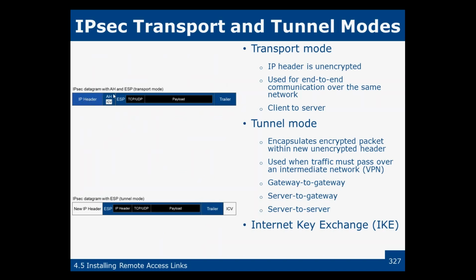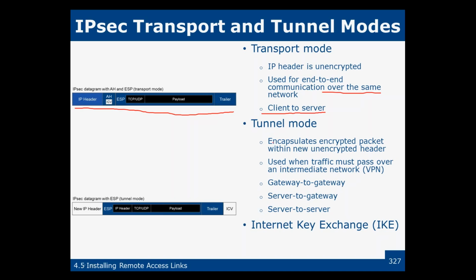Let's see, IPsec datagram. The IP header is unencrypted, used for end-to-end communication over the same network, over the internal network. We don't need to encrypt the header to do that. And this can be client to server. You may need to use encryption over your local network. You may not. It depends on how secure you need stuff to be and how curious people are.